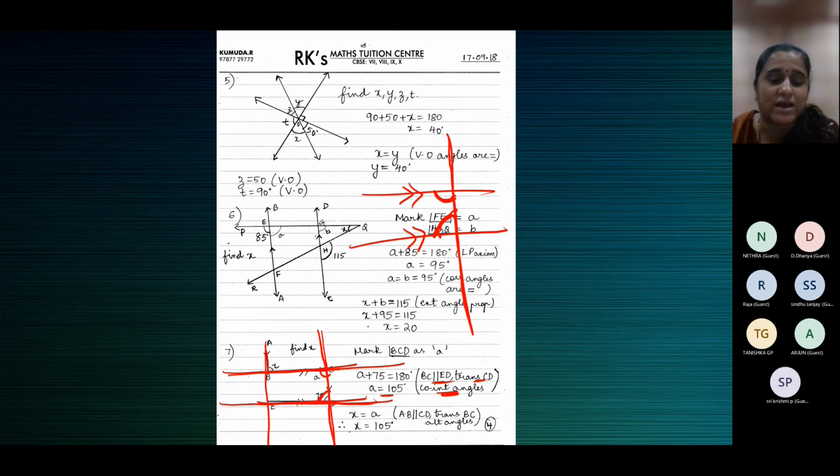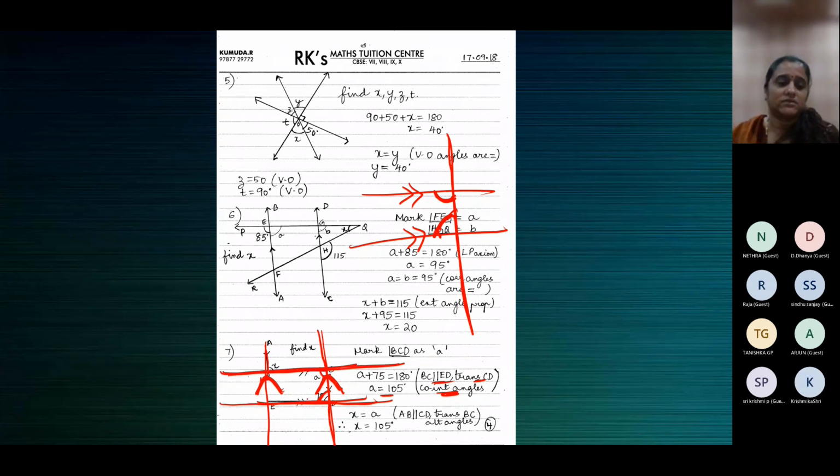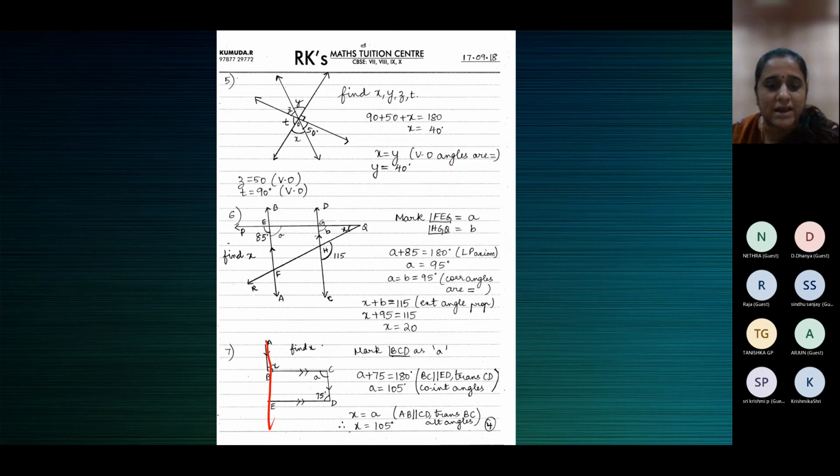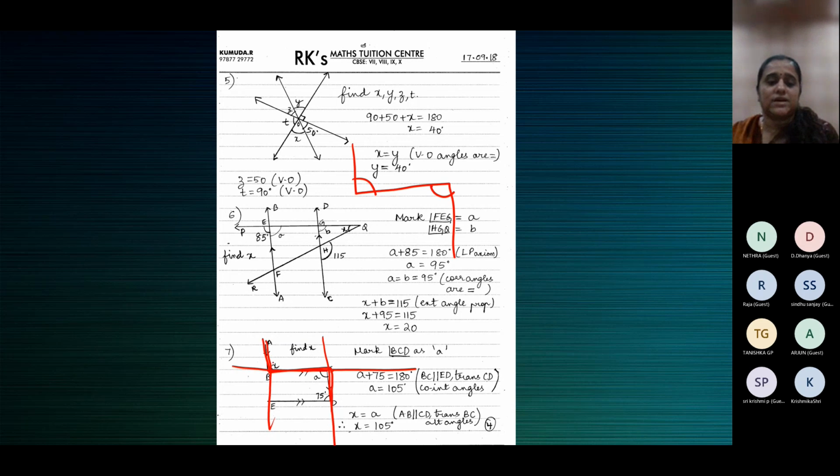Now we are taking a different set of parallel lines. This one is parallel to this one, the other set of parallel lines, and this one is a transversal. Let me clear it. So now we are taking this line. These two lines are parallel, and this one is a transversal. Parallel line, transversal, parallel line. Alternate angles are equal. X is equal to A. Alternate interior angles are equal. So because A is 105, X is also 105.